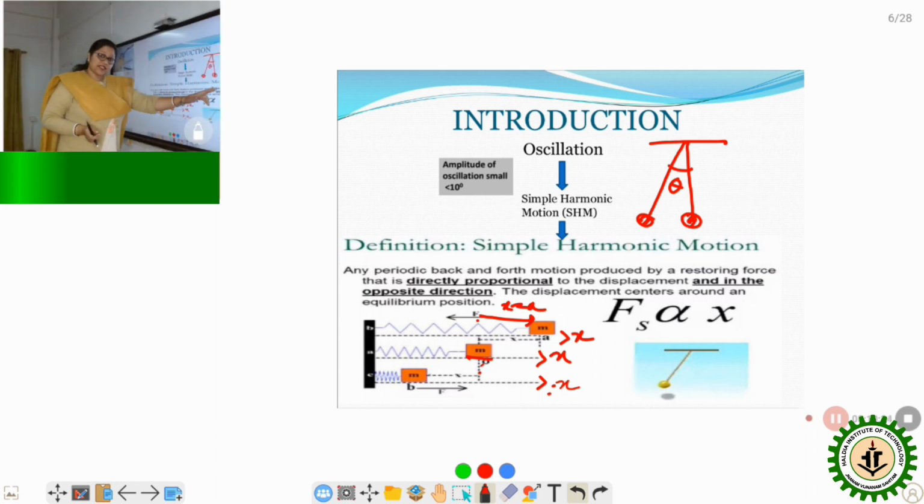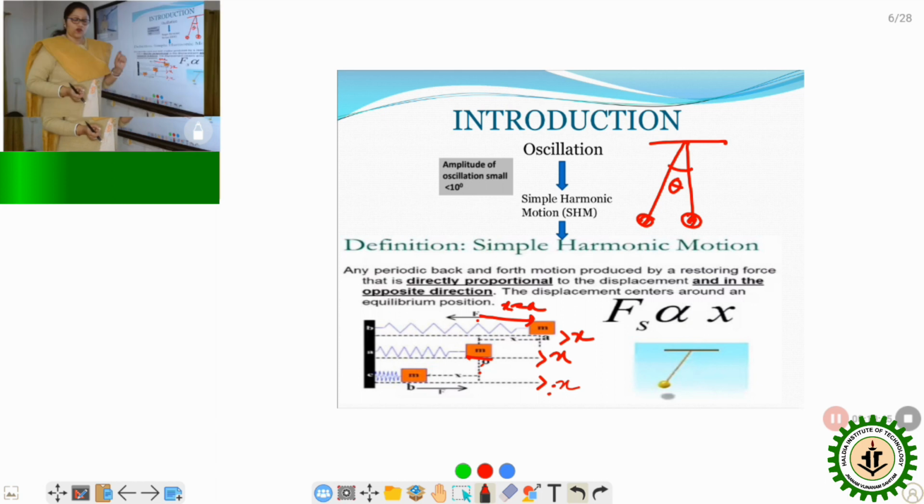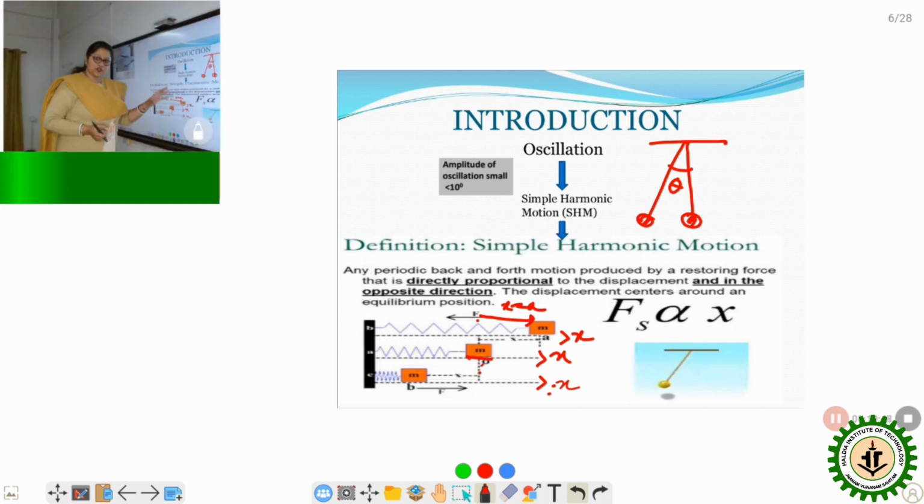Because of this restoring force, this particle will try to come back to its original position. This is called the restoring force, the force applied on a particular object to bring the system back into its original position. When we displace it in the positive direction, the restoring force is in the opposite direction. That is also mentioned here: the restoring force is directly proportional to the displacement and it will be in the opposite direction.